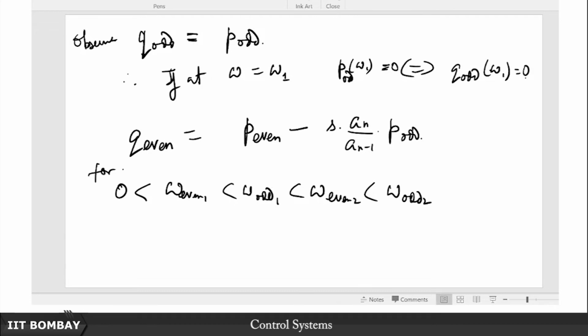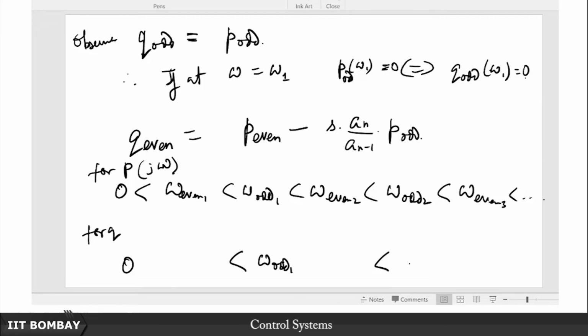So this is for P(jω), right, then ω even 3, and so on and so forth. Now for Q we still have this for the odd part: you see we still have this 0, ω odd 1, ω odd 2, and so on.